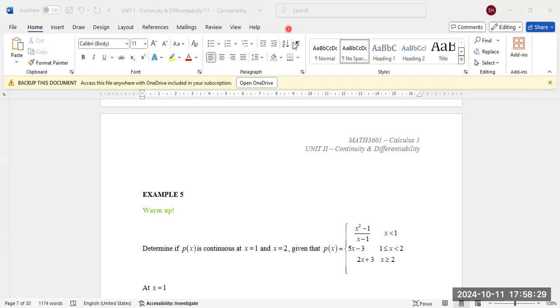So I think you're understanding it a little better because your use of the jargon is correct. Next, at x equal 2. At x equal 2, the left hand limit is equal to 7, and the right hand limit is also equal to 7, which means the function is continuous at x equals 2. All right, if you say so.